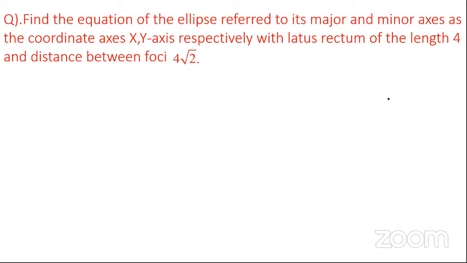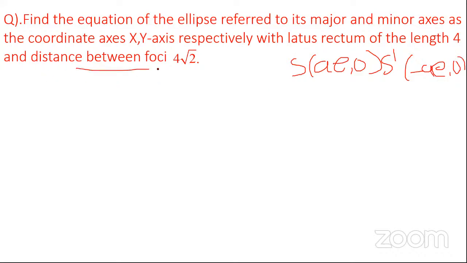And the distance between the foci. The ellipse has two foci, that is (ae, 0) and S dash, which I'm taking as (minus ae, 0). You just have to find the distance between these two. This is the length given in the question. So then let us solve for this.